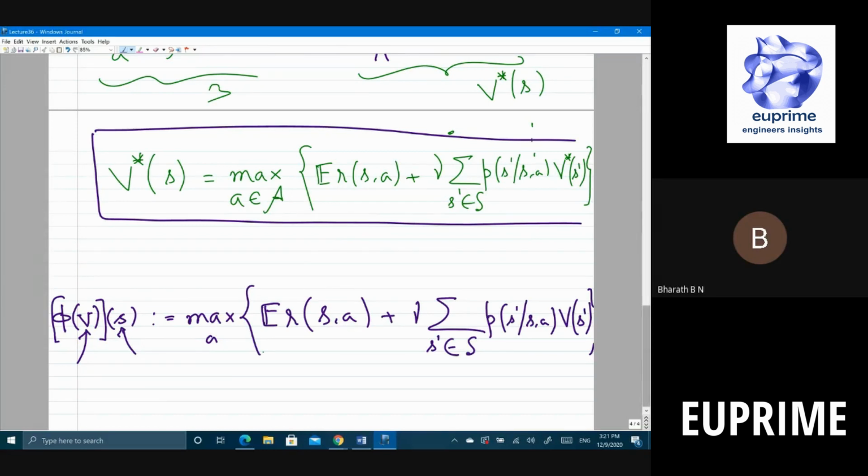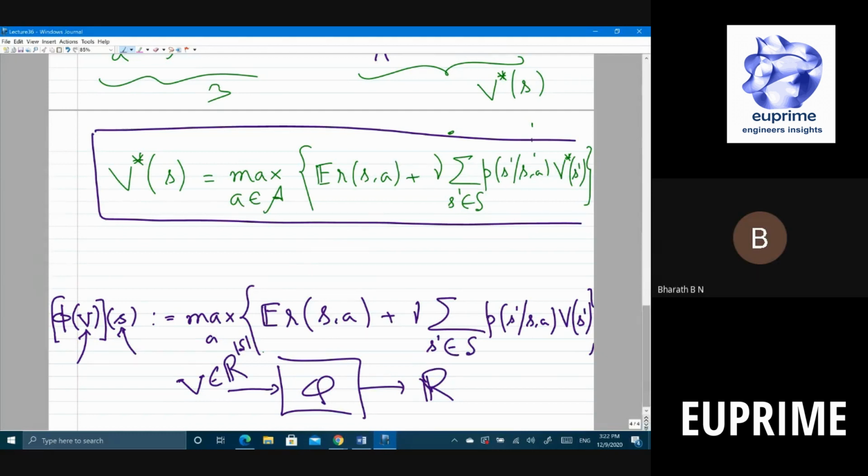Another way to look at this is, in goes V, the vector. How many components are there? For each state you have a value, so it's R power cardinality of S. In goes this to phi, out comes a number, the value. This is how it looks.